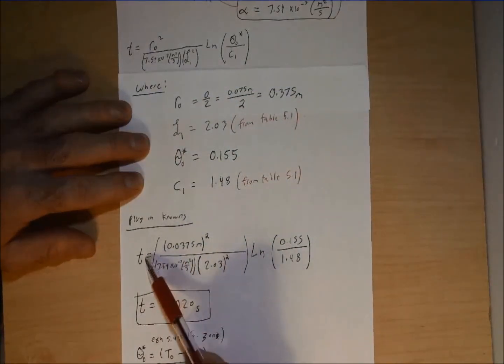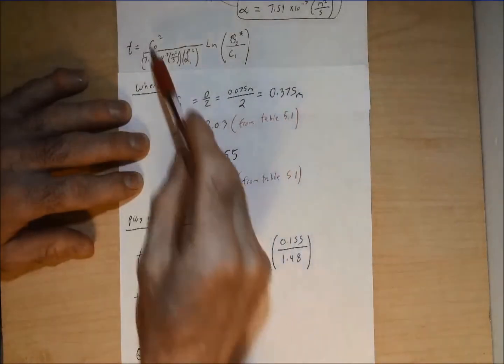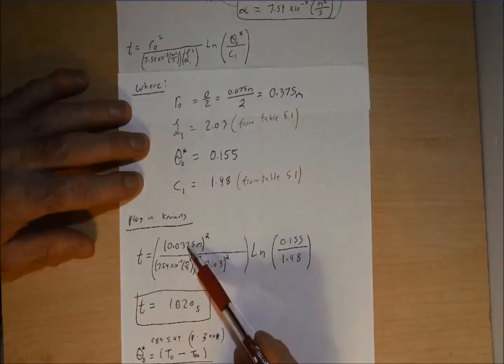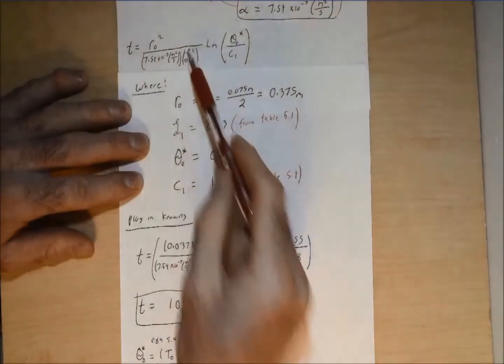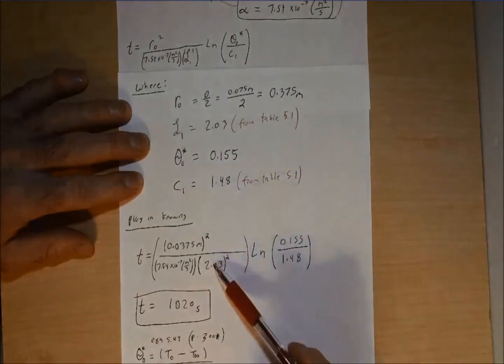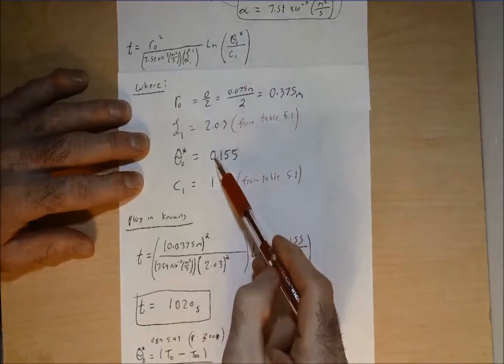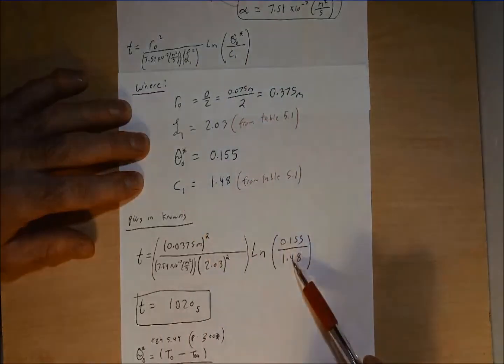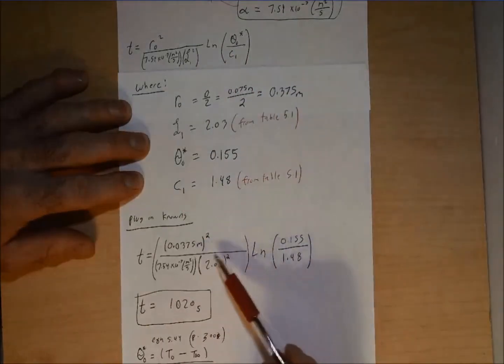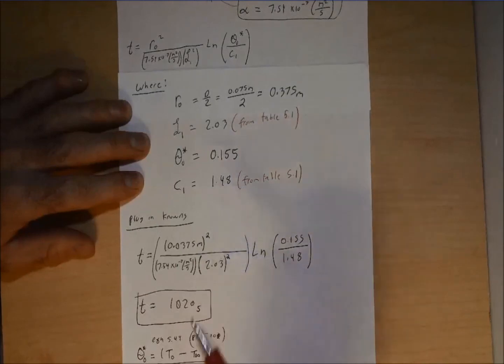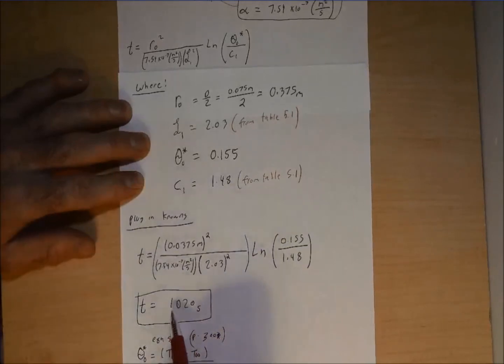So that's exactly what we do here. We start plugging these all in. Our R naught right there. There's our alpha term. There's our eigenvalue. Plug in our eigenvalue right there. There's our theta naught term, 0.155. There's our C1 term of 1.48. We plug in, and we now have this arrangement here, which we can solve directly for time and get a value of time right here. So 1,020 seconds.